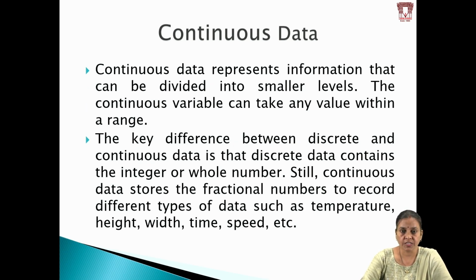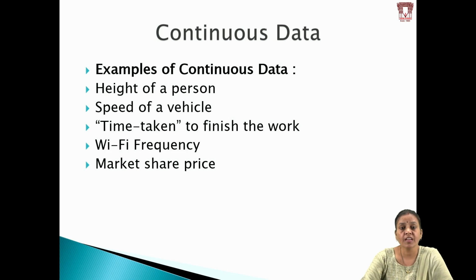Let us go to continuous data. Continuous data represents information that can be divided into smaller values, and a continuous variable can take any value. The key difference between discrete data and continuous data is that discrete data contains integers or whole numbers, whereas continuous data contains fractional numbers, and it includes different types of data such as temperature, height, width, time, etc. Let us see the examples: the height of a person, which can be measured as 15.2, the speed of a vehicle, time taken, Wi-Fi frequency, and market share. These all come under the fractional part.